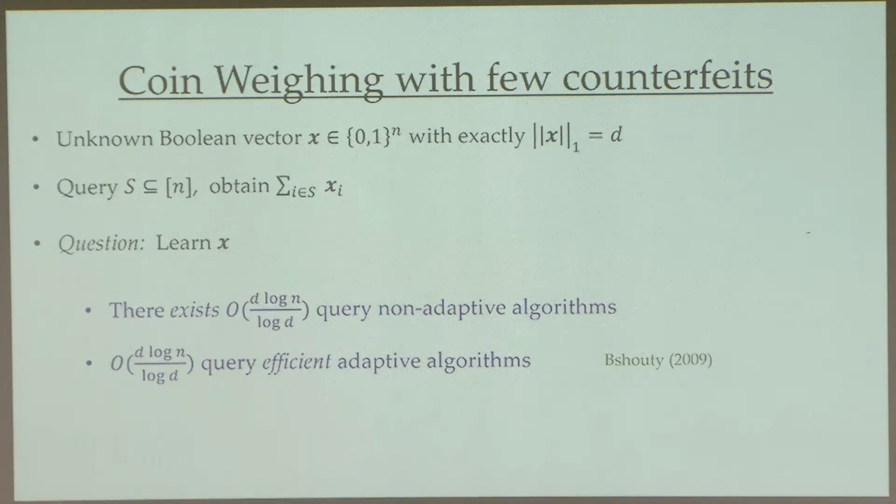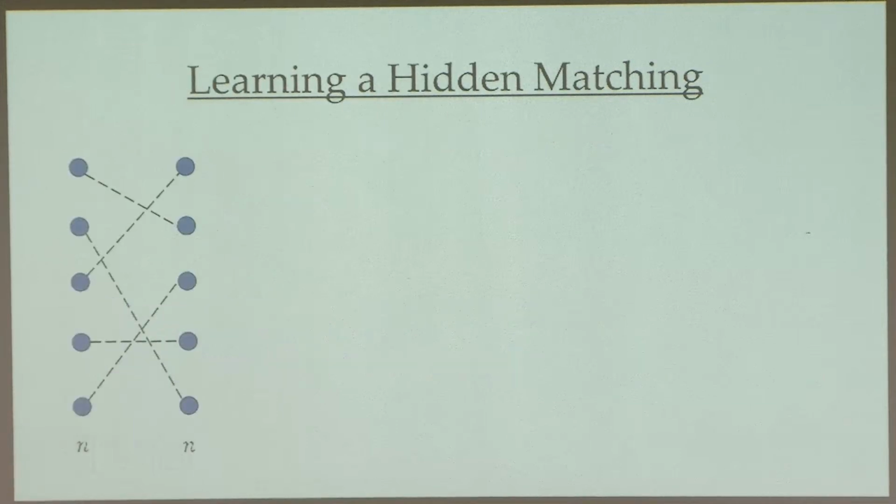Okay, how is this related to graphs? So this is one thing I want to maybe say. Let's look at the simplest. This is a result of Grebinski and Kucherov from 2000. So the problem is this: I have n cross n.